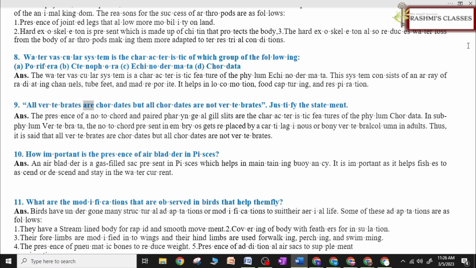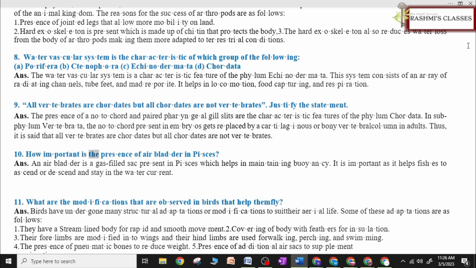All vertebrates are chordates, but all chordates are not vertebrates. Justify the statement. ANS. The presence of a notochord and paired pharyngeal gill slits are the characteristic features of the phylum Chordata. In subphylum Vertebrata, the notochord present in embryos gets replaced by a cartilaginous or bony vertebral column in adults. Thus, it is said that all vertebrates are chordates, but all chordates are not vertebrates.